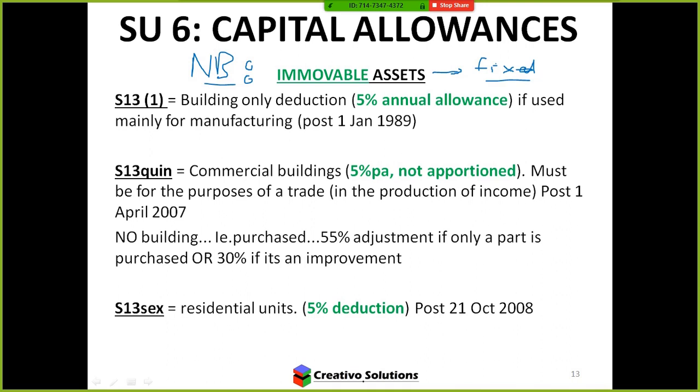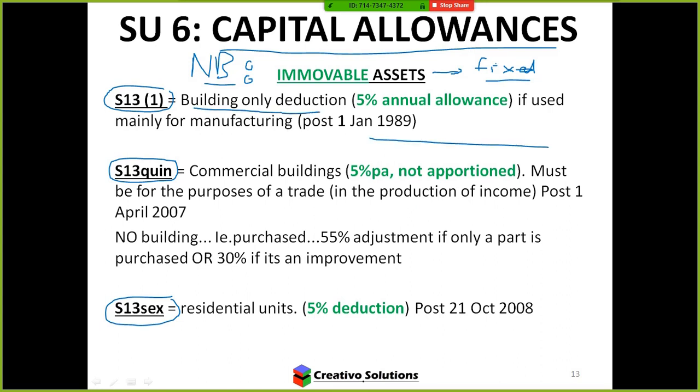Can I derive a capital allowance from a building? Well, the answer is yes, you can. You have a section 13(1) deduction, a section 13quin deduction, and a section 13sex deduction. Those are the three different deductions specifically for immovable assets, focusing on buildings. The first one, section 13(1), is a building only deduction. Building only means not the land, just the building: what's occupying the space on the land, the fixed, immovable asset, the actual construction.